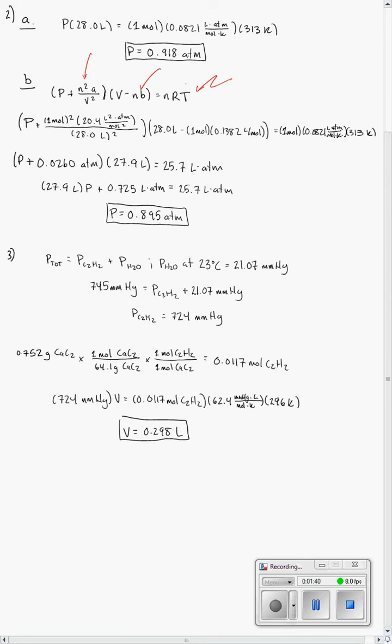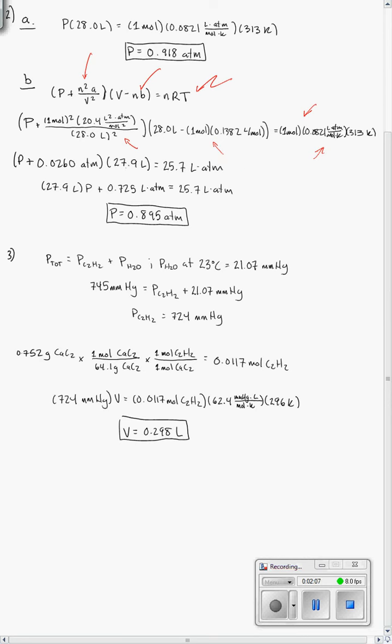So plug in 1 mole for your n, plug in the a that's given to you in the problem, plug in 28 liters for V, and so on and so forth. If you do so, you'll start off with your equation looking like this. From here you can simplify it. The first thing I did was simplify this fraction and the numbers in this parentheses, and the same thing with the stuff on the right side. Doing so will give you this next step.